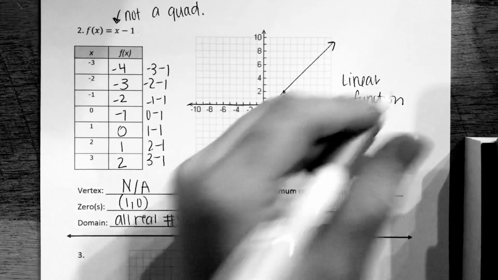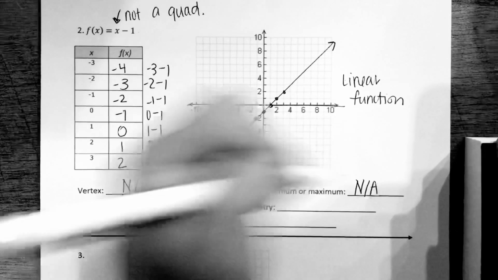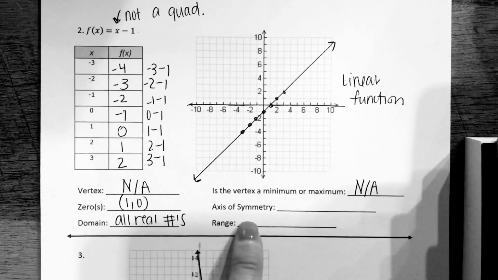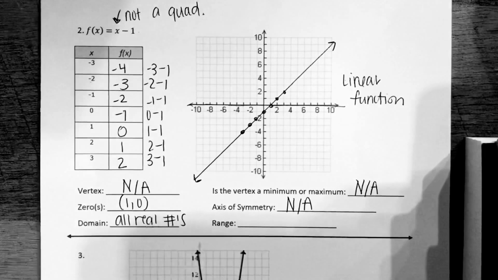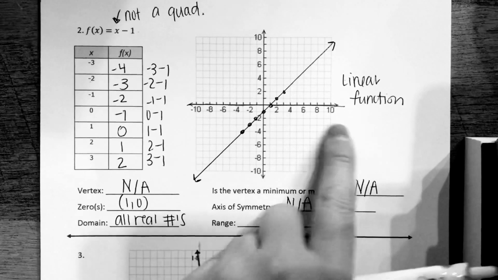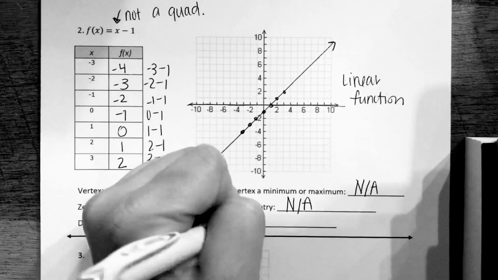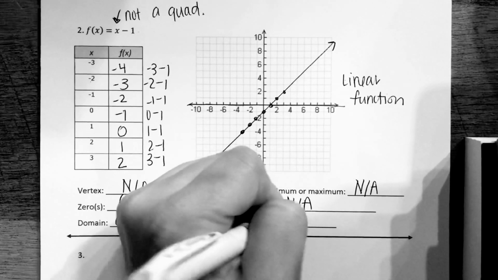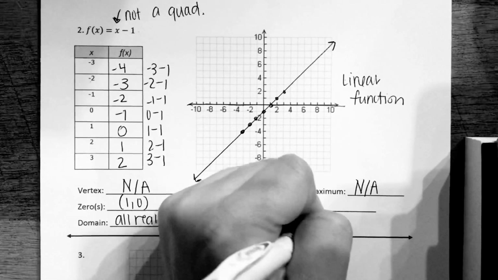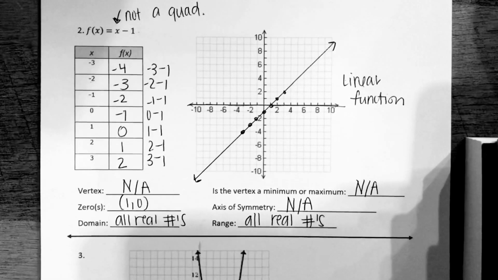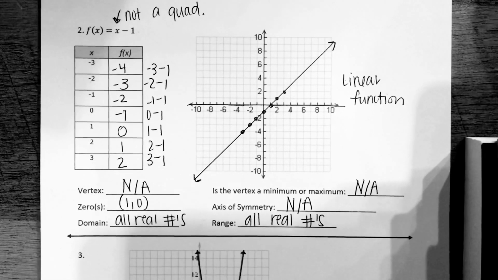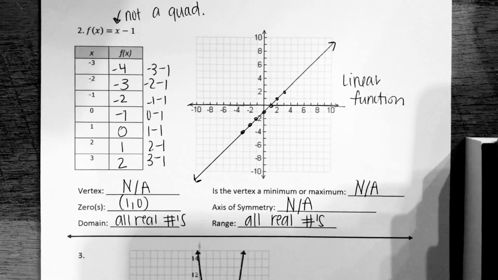Is the vertex a minimum or maximum? That's not applicable because we don't have a vertex. Axis of symmetry, again, no vertex, no axis of symmetry. And the range. So for linear functions, both domain and range are all real numbers, meaning there isn't a limitation on either direction, up and down, side to side, of what kind of values we can have. At some point, every value will be part of either the x or the y value in this equation.